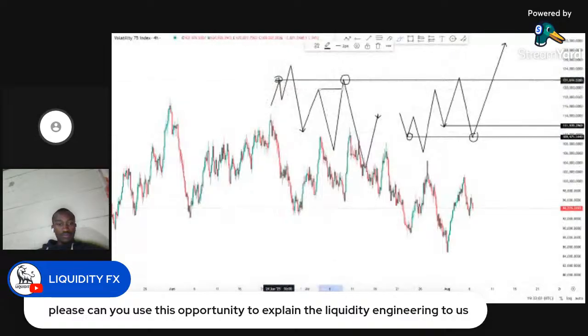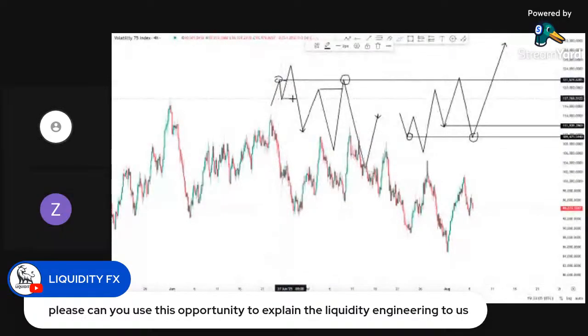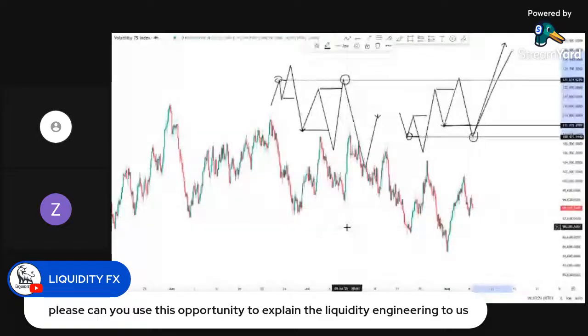This is your structural liquidity. This is your sweep, your break of structure, your second break of structure that gives you structural liquidity. Then you buy from here. So that's it basically. That's what liquidity engineering is, right?